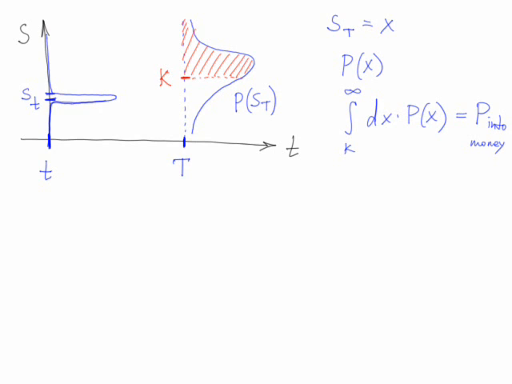So how to find this distribution? Now the question is how to find this distribution of the stock price at time large T.